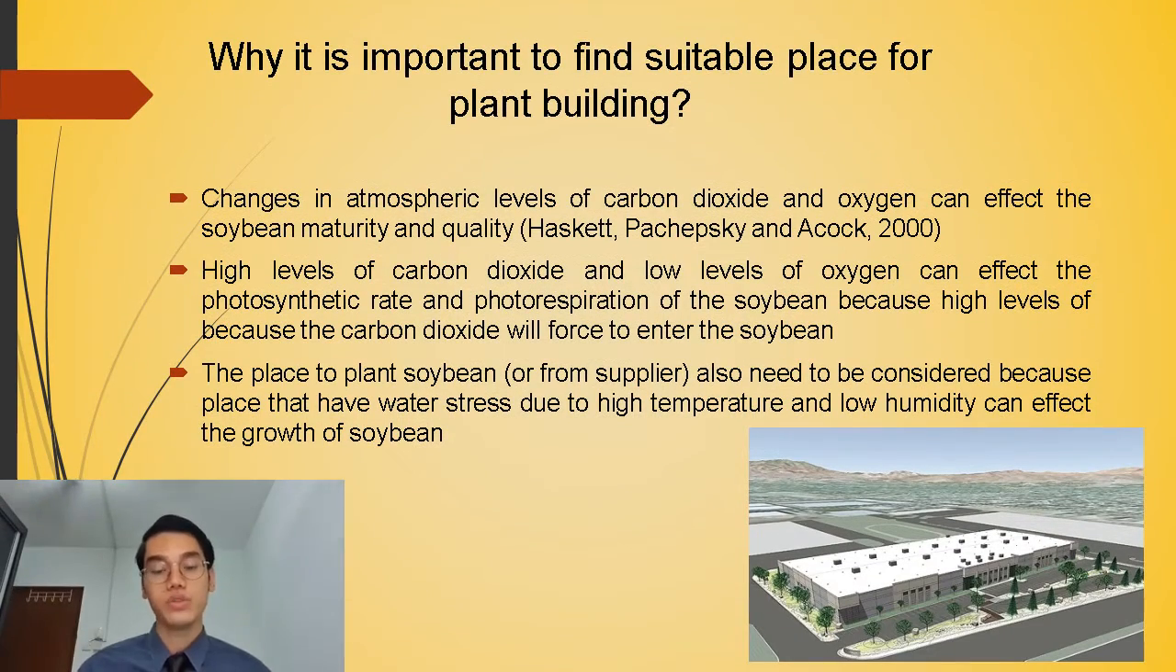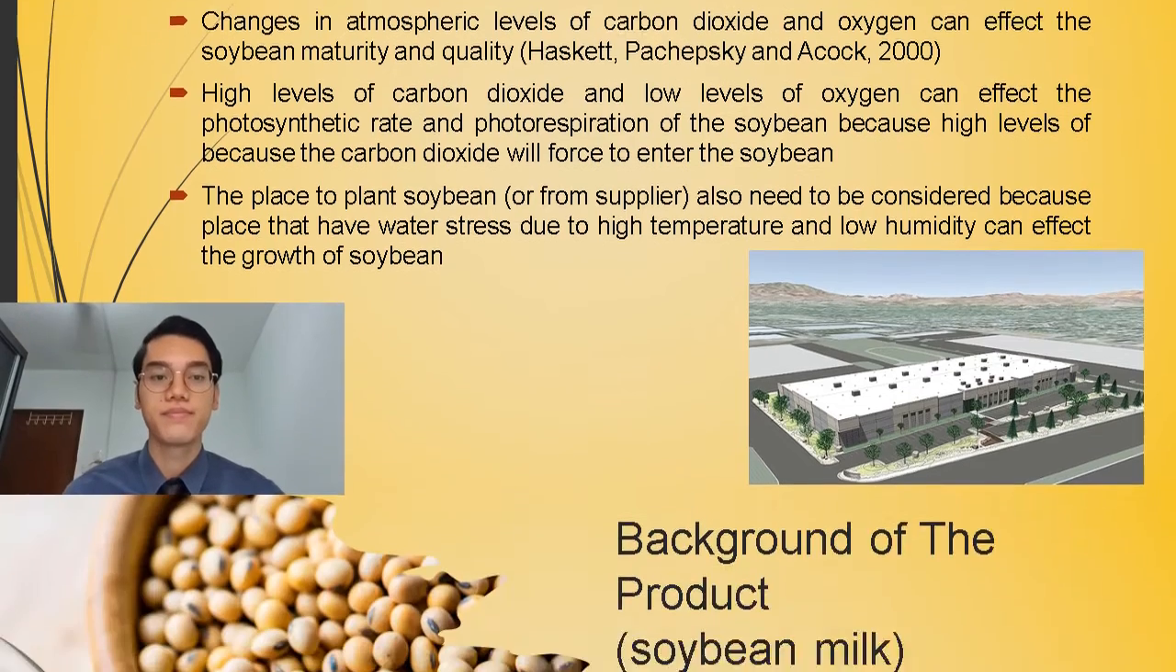Next, why is it important to find a suitable place for the plant building? Because changes in atmospheric levels of carbon dioxide and oxygen can affect the soybean maturity and quality. And the place to plant soybean also needs to be considered, because places that have water stress due to high temperature and low humidity can affect the growth of the soybean.